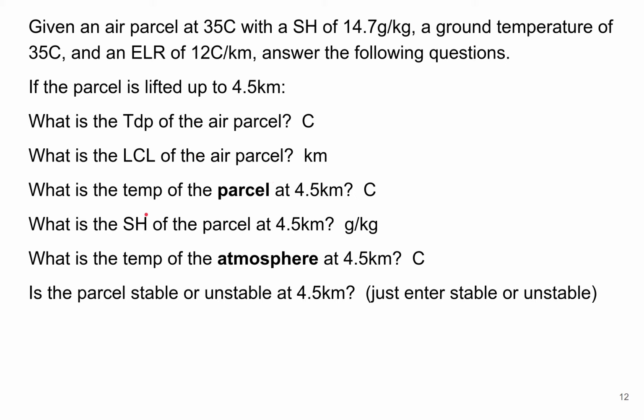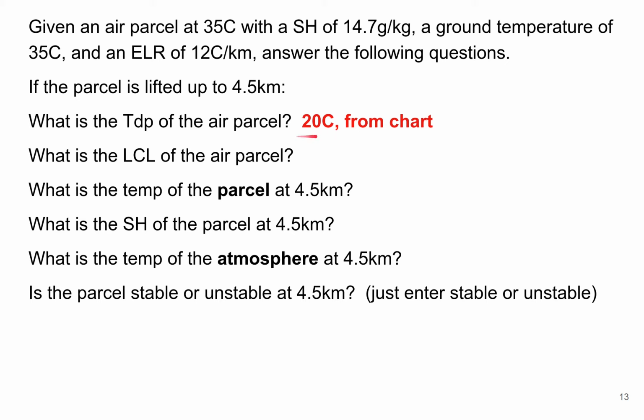Once we know the temperature, we can figure out what the specific humidity is. If we know the ELR, 12, we know what the temperature of the atmosphere is going to be. And then if we know the temperature of the parcel and the temperature of the atmosphere, we know if the parcel is going to be stable or unstable. So, given a specific humidity of 14.7 grams, we look on the chart, find the grams, slide over, and the dew point temperature is 20 Celsius.